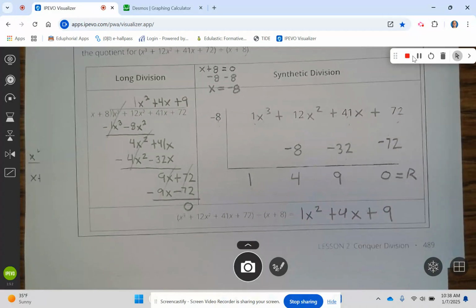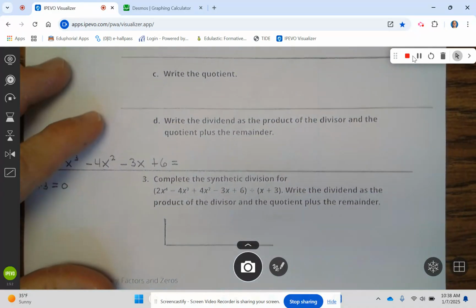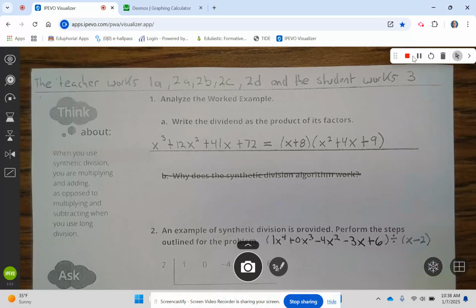Let's take a look at the next page. The teacher works 1A, 2A, 2B, 2C, and 2D, and the student works 3.